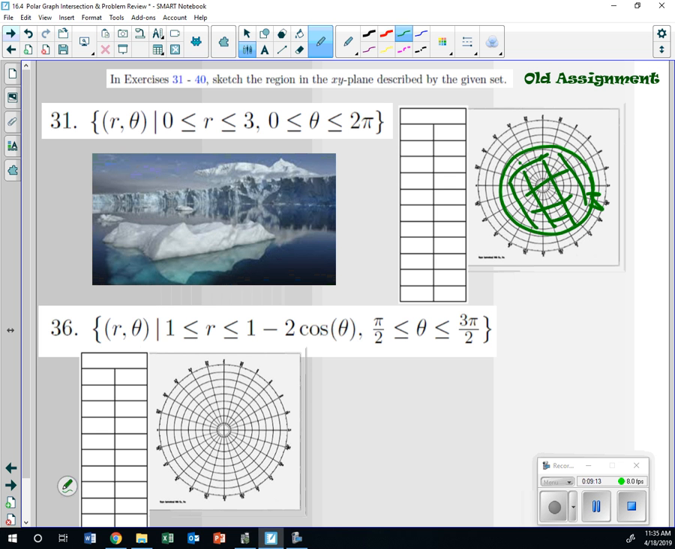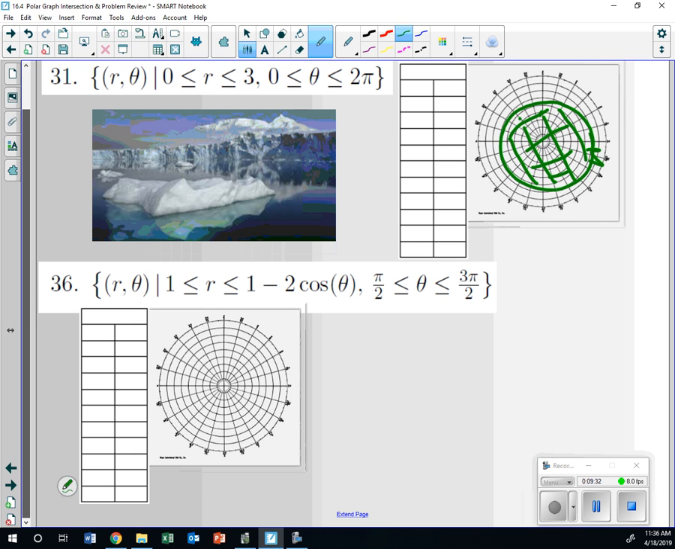What if it were between 0 and pi? What would it be? Top half. If it were between pi over 2 and 3 pi over 2, what would it be? Pi over 2 and 3 pi over 2 would be this half. So you can control that pretty nicely.